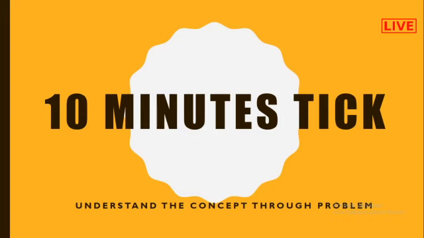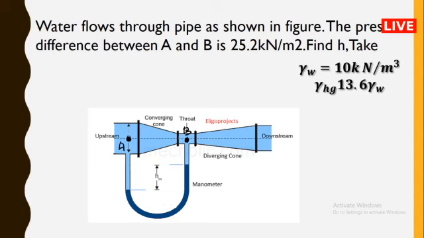Today in this lecture we are going to solve one problem within 10 minutes. So this is the numerical. Water flows through a pipe, and the pipe is connected to a venturi meter. The pressure at 2 points, point A and point B, has a difference of 20.2 kilopascal. Here it is asking to find out the manometric deflection. What is this manometric deflection?